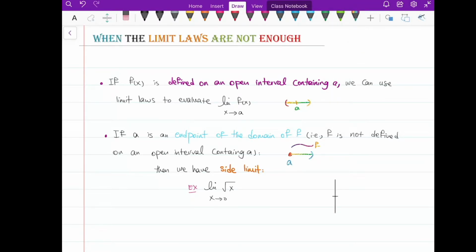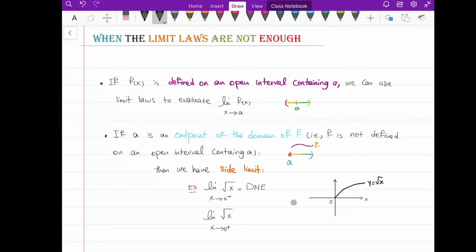As you know, square root of x is this function, like this: y equals square root of x. At the point 0, we don't have the left-hand side of 0 in the domain, so the point 0 is basically the beginning of the domain of the function. So this limit, on the left-hand side, does not exist.